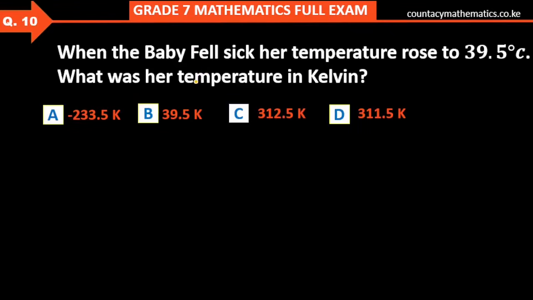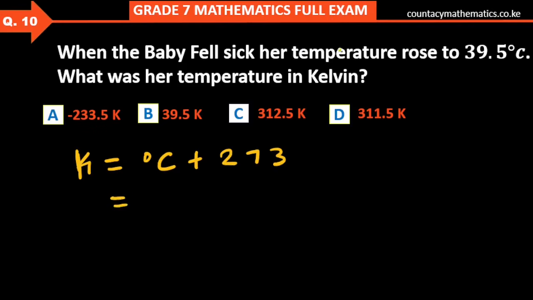We are told that when the baby fell sick, her temperature rose to 39.5 degrees Celsius. What was her temperature in Kelvin? A very good question and a very common question. This question is testing whether you know how to convert degrees Celsius to Kelvin. Here we apply one particular formula: Kelvin is equal to degrees Celsius plus 273.